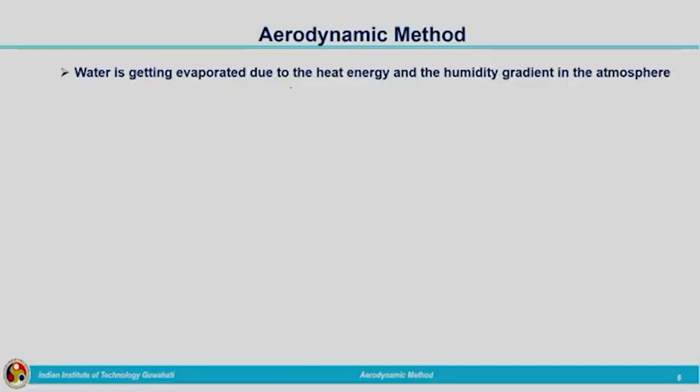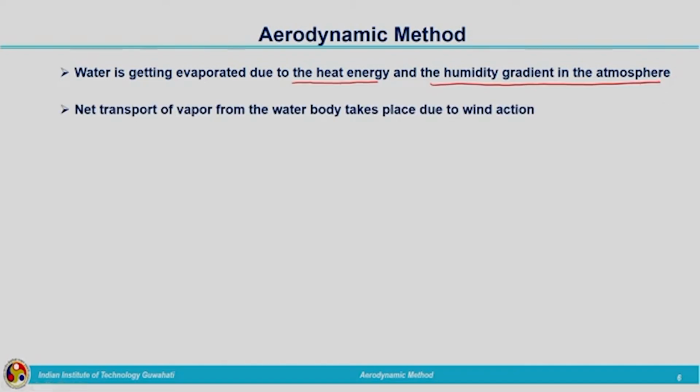We know already what is getting evaporated due to the heat energy and the humidity gradient in the atmosphere, and due to the action of wind, the transport of water vapor is taking place. So, net transport of water vapor from the water body is taking place due to wind action. So, three important factors: heat energy, then comes the humidity gradient and wind velocity gradient. Heat energy we have considered in the case of the energy balance equation. In the case of the aerodynamic equation, we are considering the wind velocity gradient and the humidity gradient.